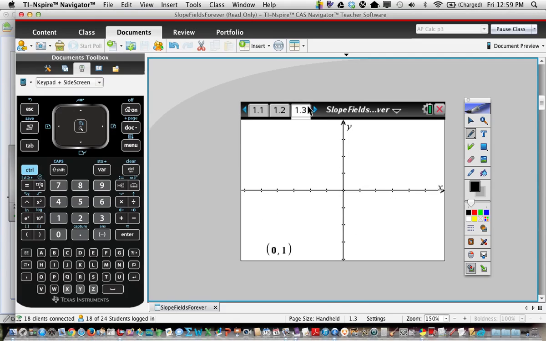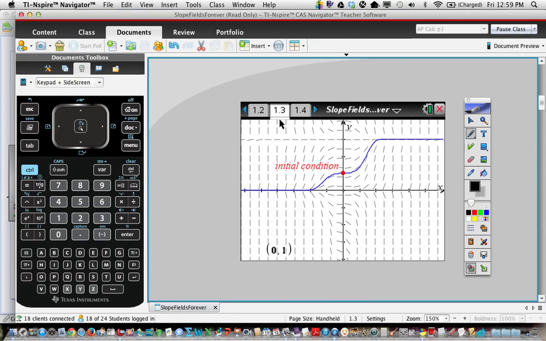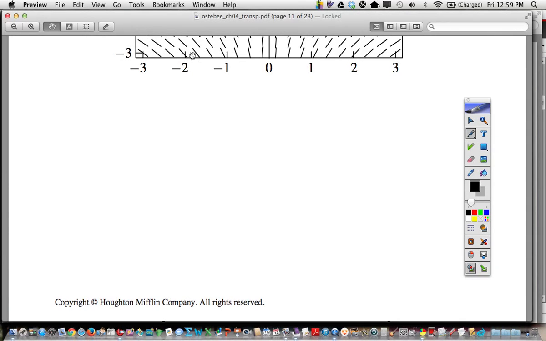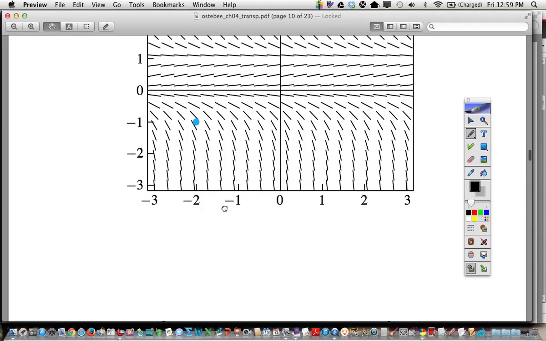Okay, so if we go to the next page, all right, whoops, I went too far. So here is the slope field, and the initial condition is right there at about 0, 1, looks like, the red point. And you can see that this kind of goes with the flow. Oh, you know what? I'm sorry, I forgot something really important here. Let me back up a second. Let's find a good one here.